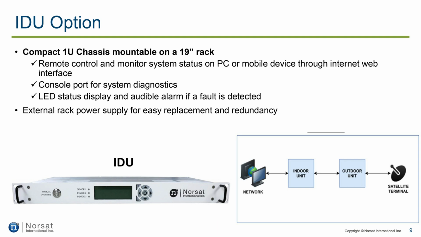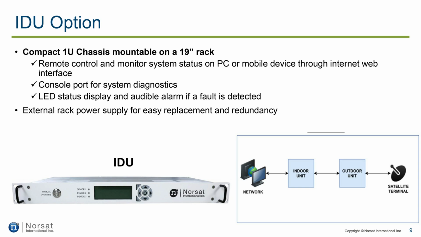The IDU system is designed with a compact 1U chassis, making it easily mountable on a standard 19-inch rack. This compact design is ideal for installations where space is limited, while still providing robust performance. The system offers remote control and monitoring capabilities. You can access and monitor the system status from a PC through an internet web interface.